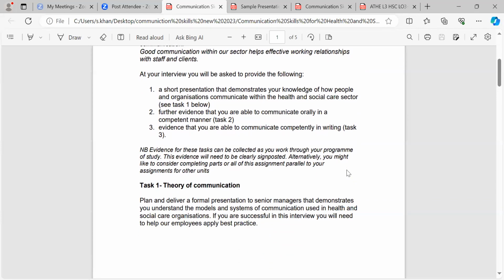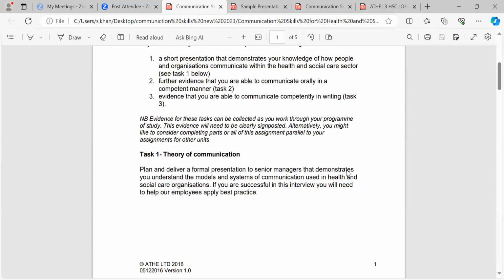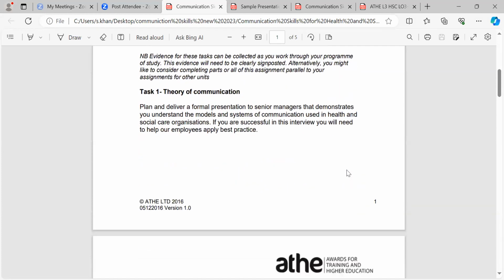At your interview, you will be asked to provide the following: a short presentation that demonstrates your knowledge of how people and organizations communicate within the health and social care setting. That is task 1. Task 2, further evidence that you're able to communicate orally in a competent manner. Task 3, evidence that you're able to communicate competently in writing. Note that evidence for these tasks can be collected as you work through your program of study. So we'll go on to task 1, okay?